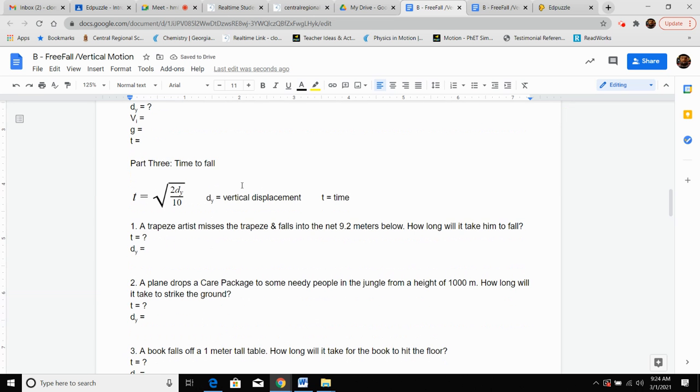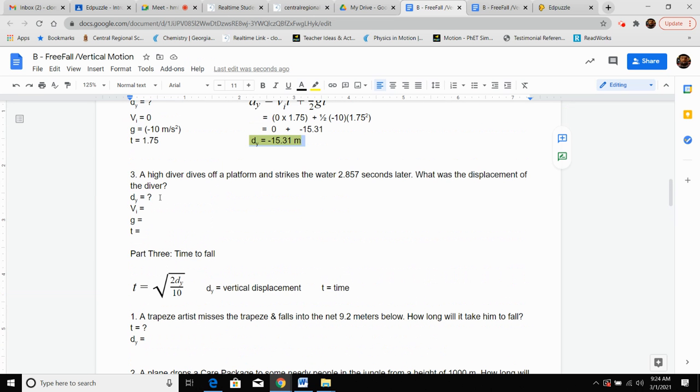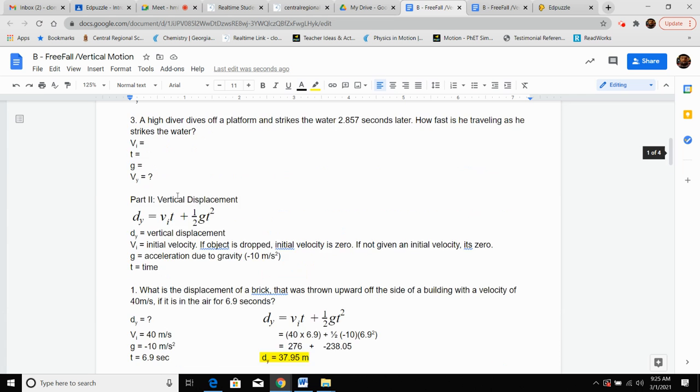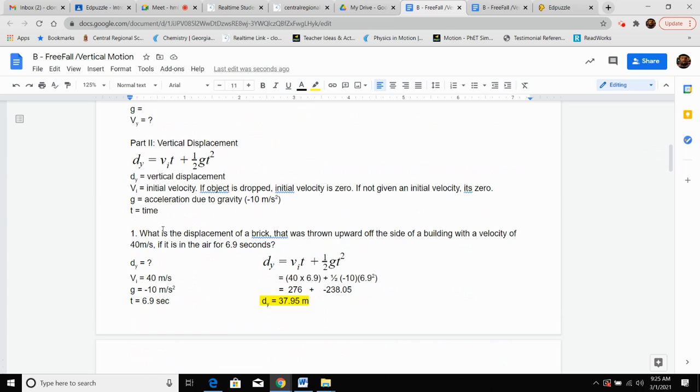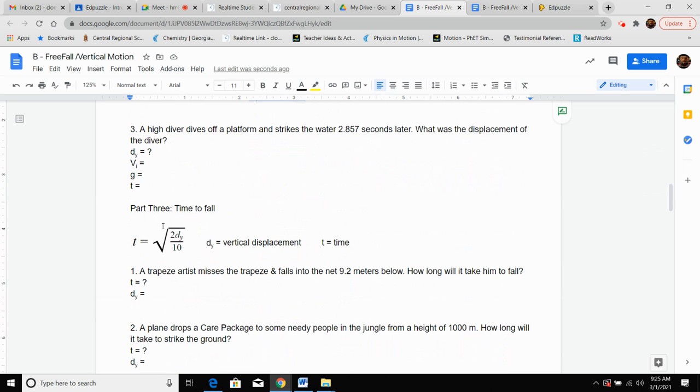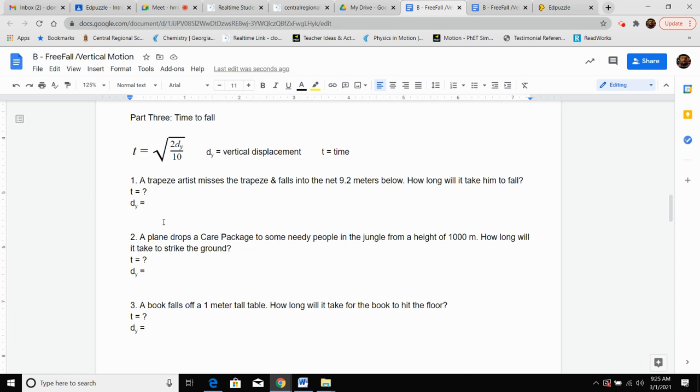So in part 3, you guys have number 3 here to do on your own. Now in part 3, when we have time to fall, notice this is our equation. You basically have two things: D sub y, which is your vertical displacement or your height. If you want to add that in right here, guys, vertical displacement slash height, you can. And t is time.